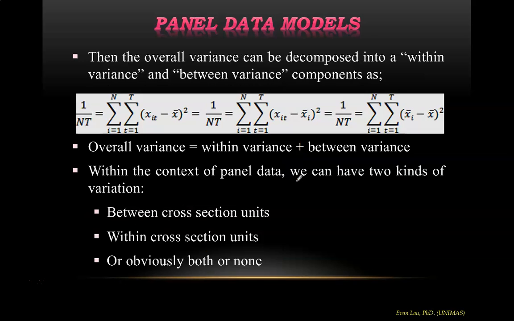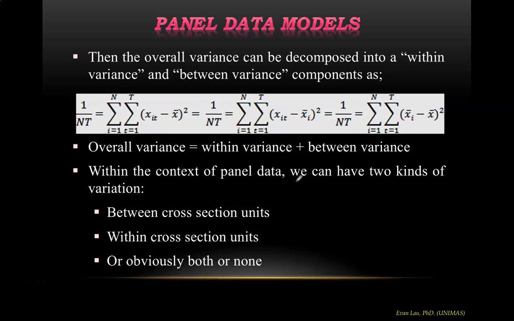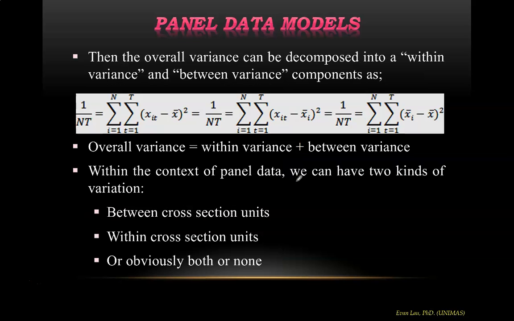Now you are moving into panel regression, right? This is the theory behind panel regression analysis. Then the overall variance can be decomposed also, right? Here the same thing: the variable variance can be decomposed into individual mean and time mean, and the overall variance can be decomposed into within variance and between variance. The overall variance is what we do in the classical linear regression. Now we can differentiate whether that variance is within variance or between variance. Within the context of panel, we have two kinds of variation: between the cross section, within the cross section, or obviously both or none. So within and between.